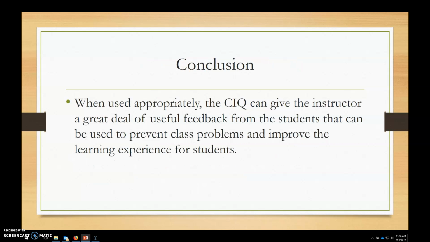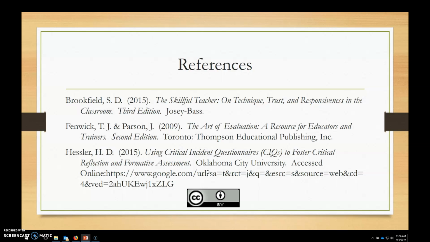Now, in conclusion, when used appropriately, the CIQ can give the instructor a lot of good, useful feedback from students, and it can be used to prevent class problems and improve the learning experience for students. So give it a try in your classroom.